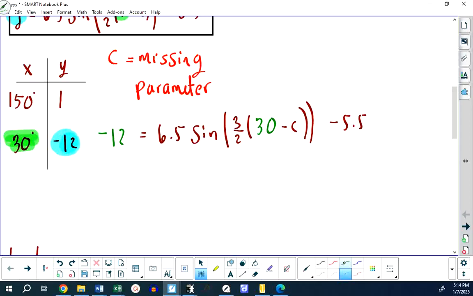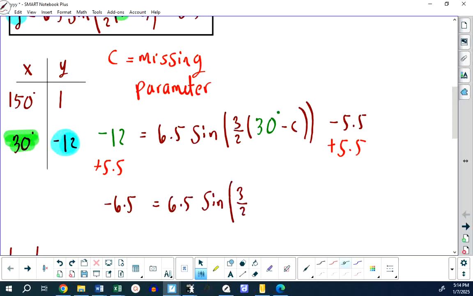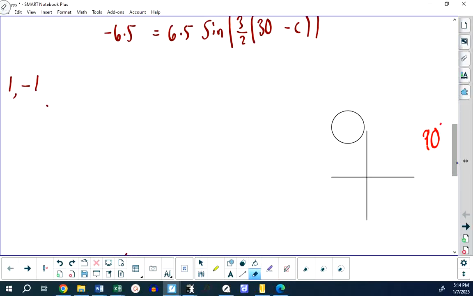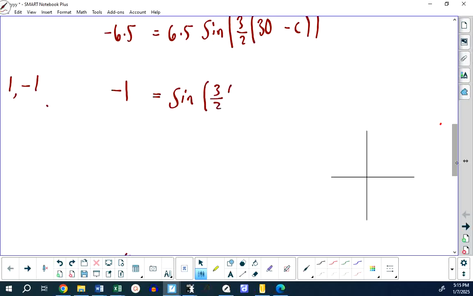Instead of having 150 for x and 1 for y, we now have 30 for x and negative 12 for y. You would still add 5.5 to both sides. You would say plus 5.5, plus 5.5. But what you would get here would be negative 6.5 is equal to 6.5 times sine of 3/2 times 30 minus c. And when you divide both sides by the 6.5, you're going to end up with negative 1 equals the sine of this thing. And that means negative 1 is equal to the sine of some angle.